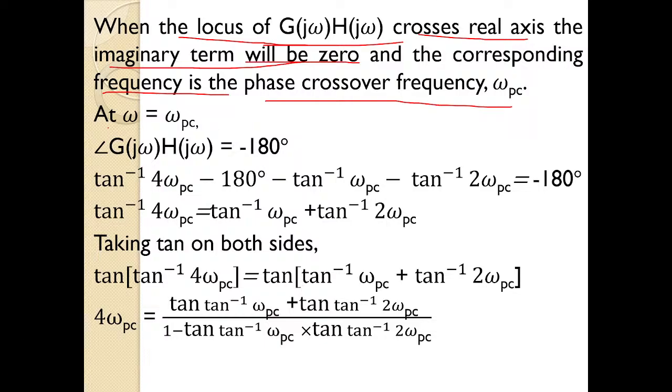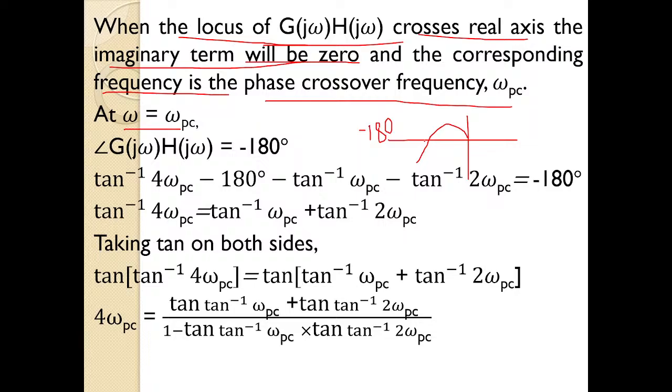So what is the angle at which this imaginary term is becoming 0? So see, this is our polar plot. So what is this axis? It is the minus 180 degree axis, isn't it? Minus 1. So what is the angle when the imaginary term becomes 0?